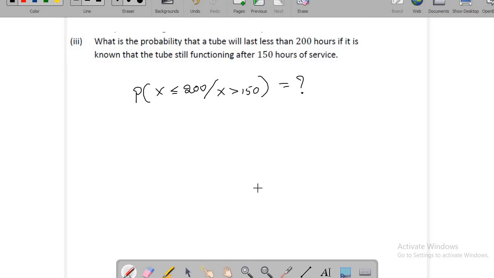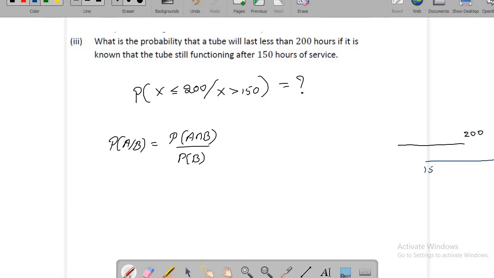So here we know the formula probability that A given B, which is nothing but probability of A intersection B divided by P of B. Now I need to see what is the intersection of x less than or equal to 200 and x greater than 150. X less than or equal to 200, let's say this is 200 and you're taking this lower part, and x greater than or equal to 150. Let's say this is 150 and above. So now you can see the intersection is exactly this 150 to 200. This is the intersection, right?